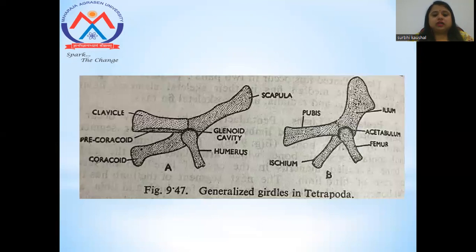As you see in this diagram, the first one is of the pectoral girdle. It has three bones: scapula, clavicle, and coracoid. And these are articulated in the glenoid cavity with the help of the humerus bone, which is a bone of the forelimb. Next is the pelvic girdle. Diagram of pelvic girdle. The three bones are ilium, pubis, and ischium, and these three are articulated in the cavity known as acetabulum, and the bone is femur in case of hind limbs. So these are both types of girdle present in hind limb as well as in forelimb.